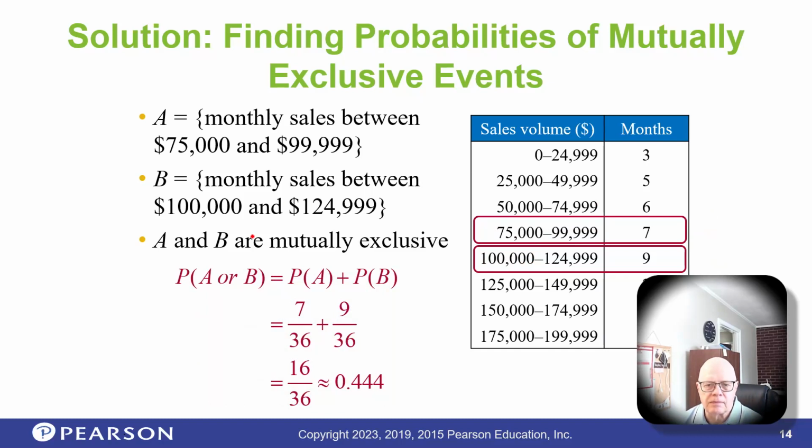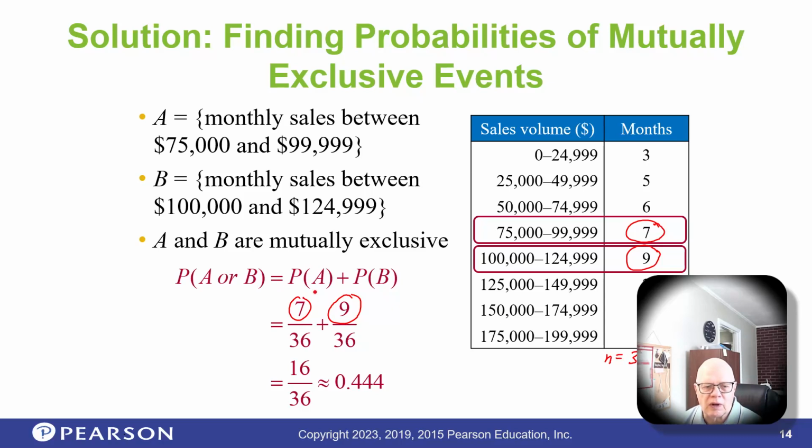And there you go. We had 36 possibilities and 7 out of 36 for the first one, 9 out of 36 for the second one, and it's mutually exclusive. And where did I get the 7? Right here. Were you confused? Hope not. Where did we get the 9? Right here. Where did I get the 36? That's the grand total.